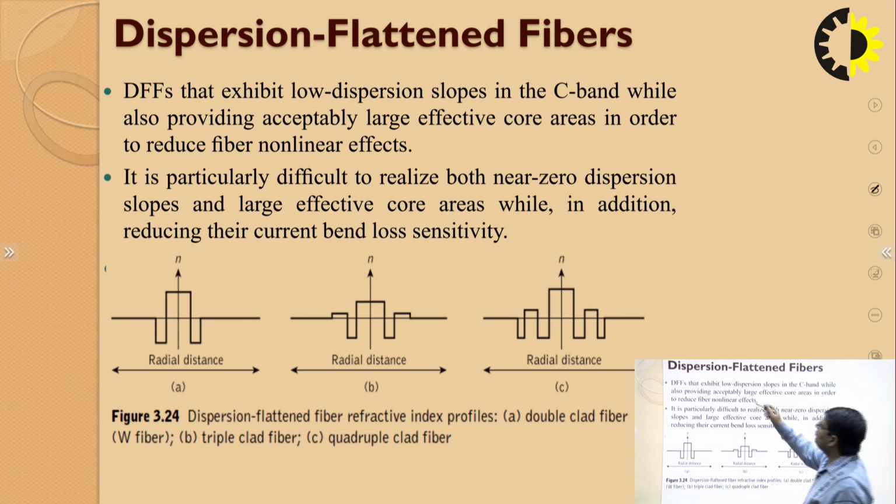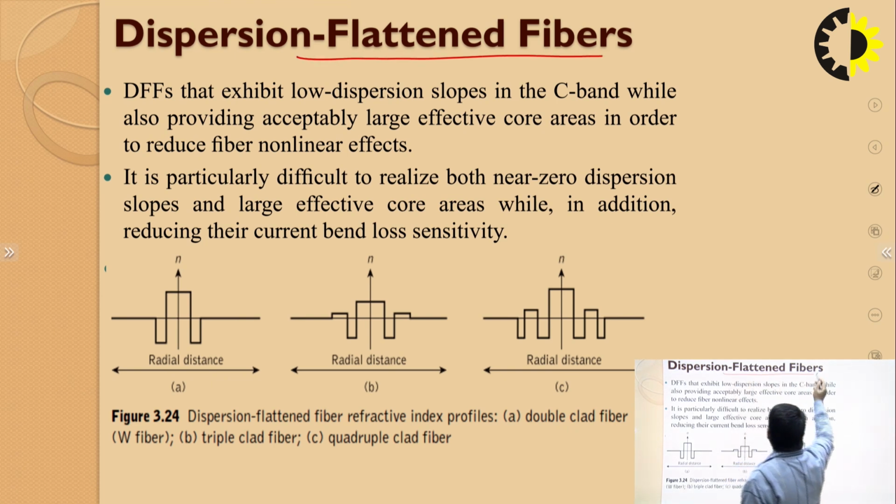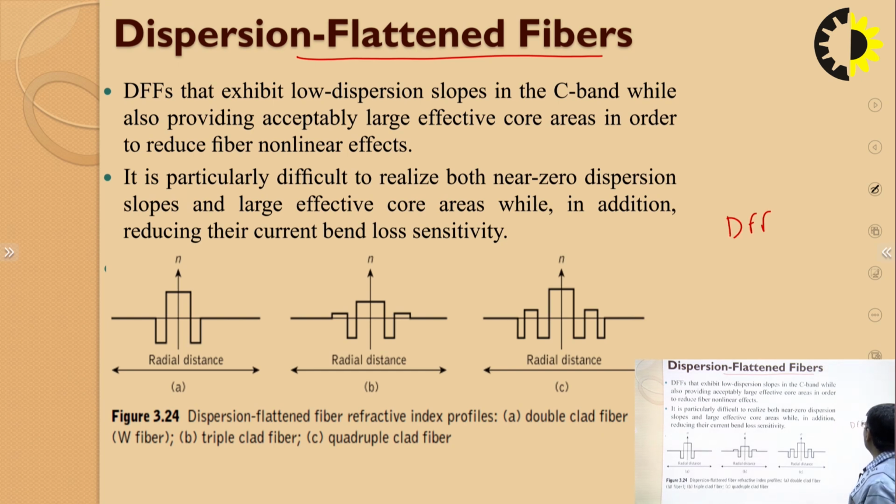Another is dispersion flattened fiber. As discussed, here we get a flat dispersion response in a given range of wavelengths. The dispersion flattened fiber can be obtained, for example, by utilizing the multiple clad structure. Multiple clad structures are used for achieving the dispersion flattened fibers.